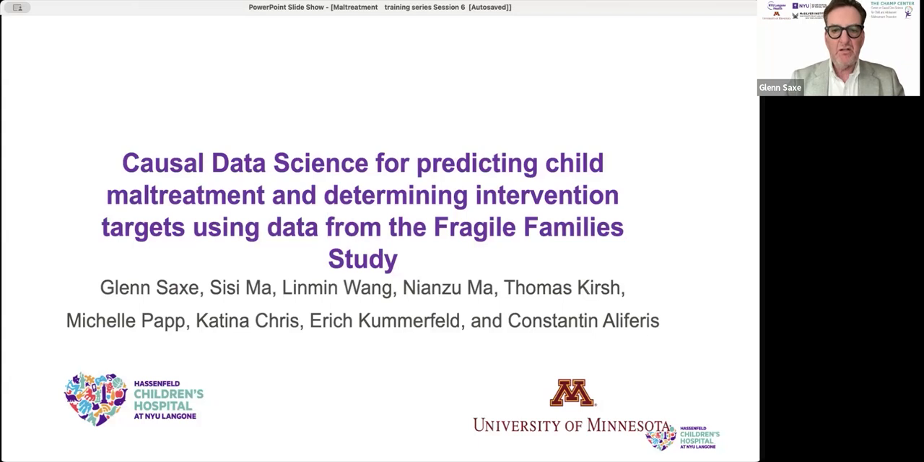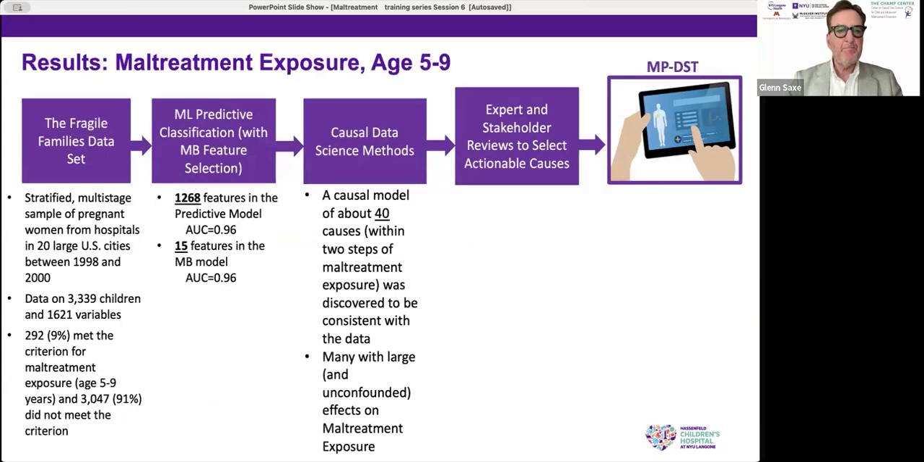And this is our team who conducted the study. And I showed you this basically telling you about the Fragile Families data set. We looked at data on over 3,000 kids, over 1,600 variables, and it's distinguishing 9%, 292, who met criteria for maltreatment exposure versus the 91% who did not. And our predictive models are distinguishing that.